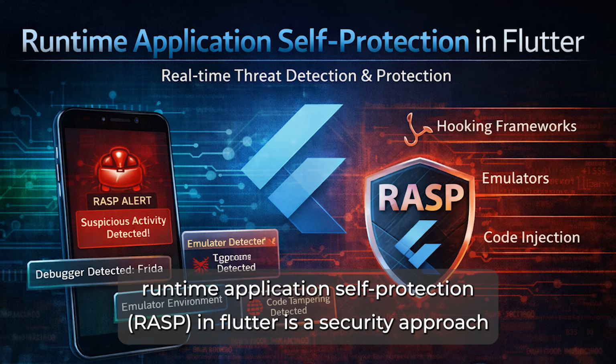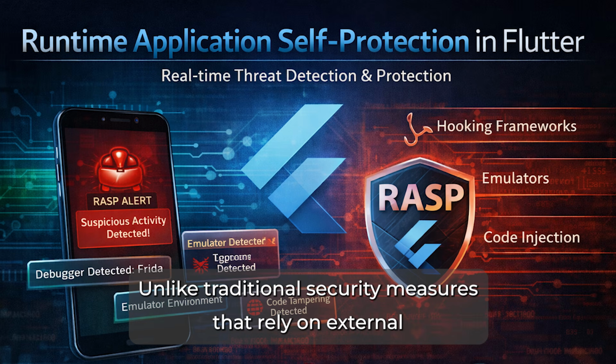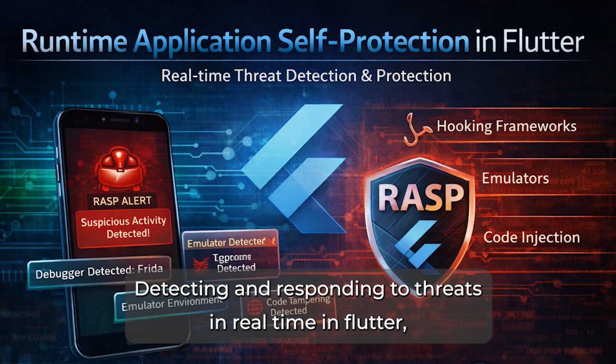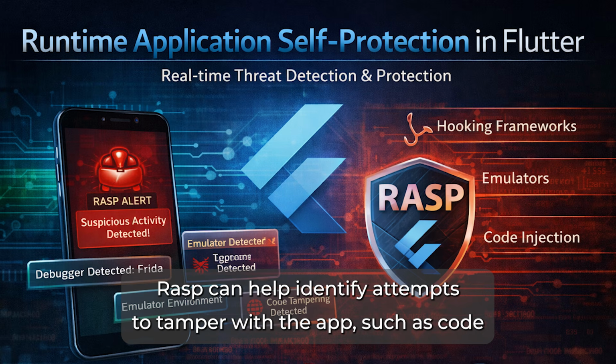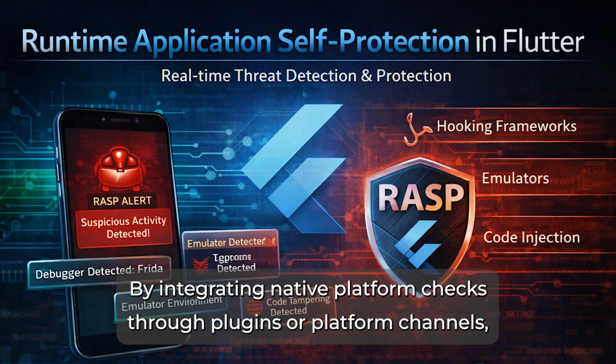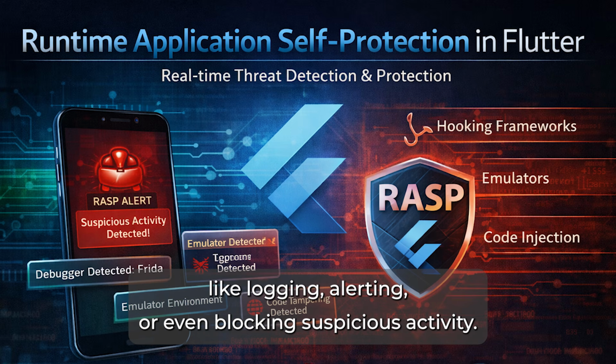Runtime Application Self-Protection, RASP, in Flutter, is a security approach where the app actively monitors and protects itself while it's running. Unlike traditional security measures that rely on external systems, RASP operates from within the application, detecting and responding to threats in real time. In Flutter, RASP can help identify attempts to tamper with the app, such as code injection, unauthorized modifications, or reverse engineering attempts. By integrating native platform checks through plugins or platform channels, Flutter apps can monitor their own runtime environment and trigger responses, like logging, alerting, or even blocking suspicious activity.